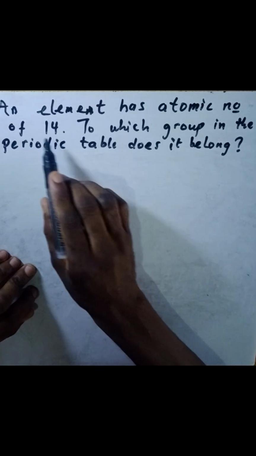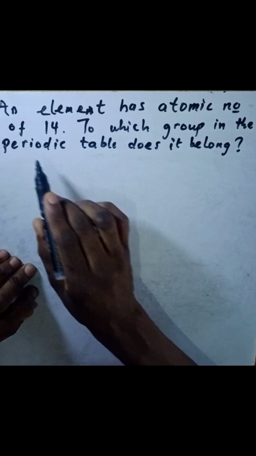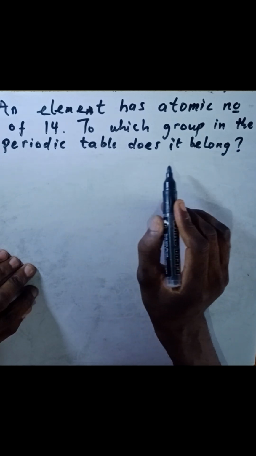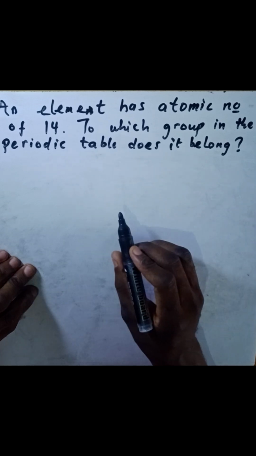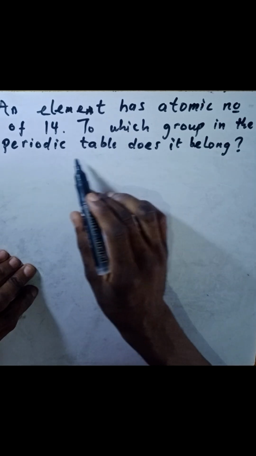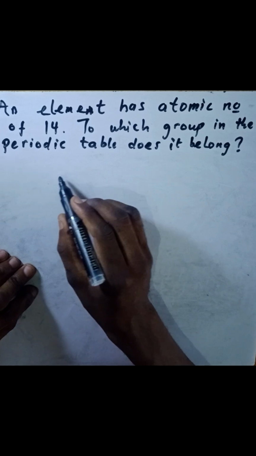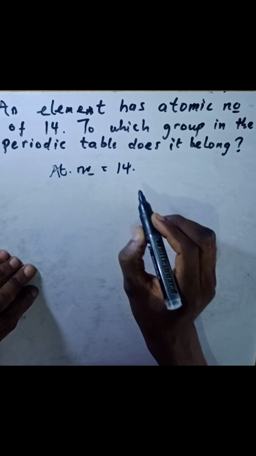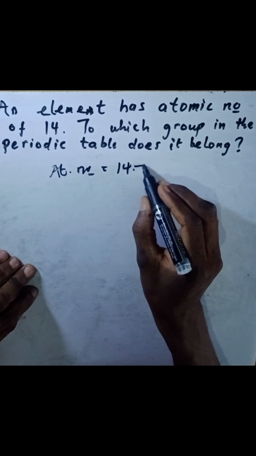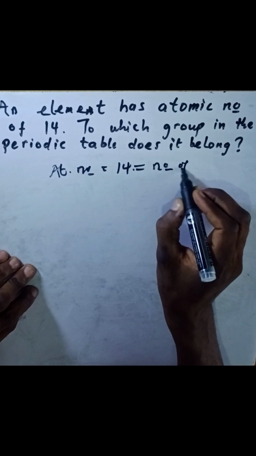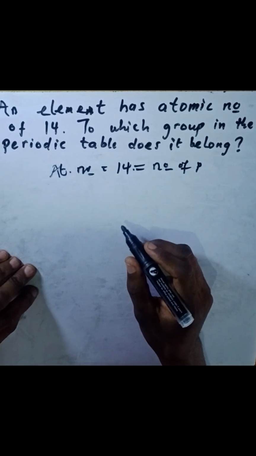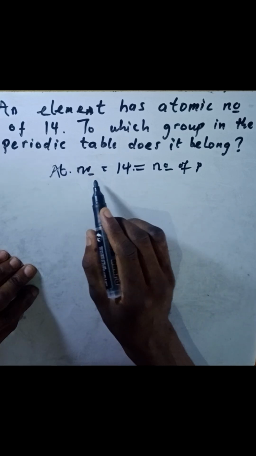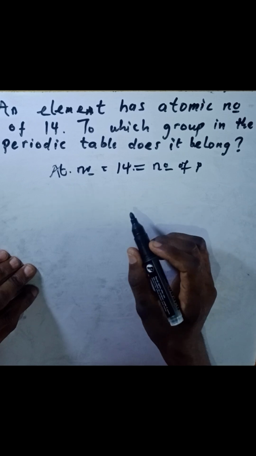All right. The question says an element has atomic number of 14. To which group in the periodic table does it belong? Now we are given the atomic number of an element. The atomic number is given as 14. And don't forget, this atomic number is the same thing as your number of protons. Is that not so? Now it asks us the group to which this particular element will belong.